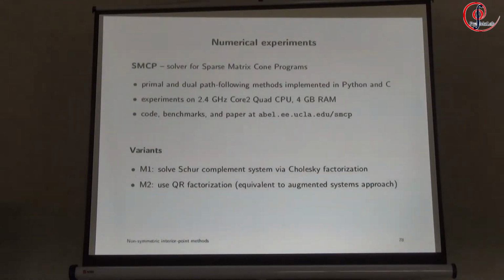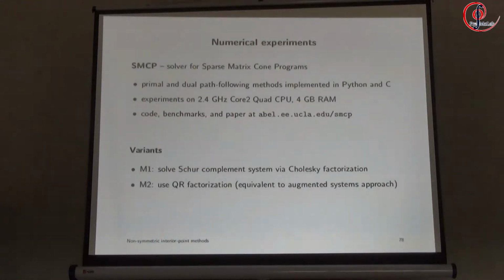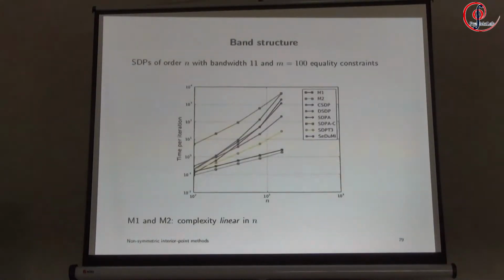So we implemented this for primal and dual methods, and we'll show some results. We constructed two methods for solving the Newton system. One uses a Cholesky factorization. The other solves this system by QR factorization, using this factor expression that I described. That's a little more stable and more recommended, if possible, in interior point methods.